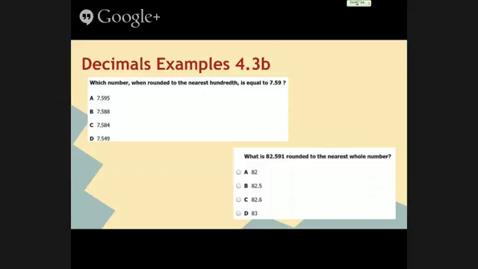So that's why we try to instill that early. Next one here, it says, what is 82 and 591 thousandths rounded to the nearest whole number? Rounded to the nearest whole number simply means rounded to the ones place. So in this case, the 2 is in the ones place.